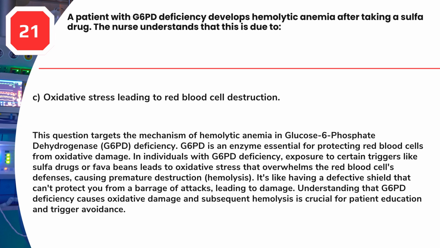In individuals with G6PD deficiency, exposure to certain triggers like sulfa drugs or fava beans leads to oxidative stress that overwhelms the red blood cells' defenses, causing premature destruction, hemolysis. It's like having a defective shield that can't protect you from a barrage of attacks, leading to damage. Understanding that G6PD deficiency causes oxidative damage and subsequent hemolysis is crucial for patient education and trigger avoidance.